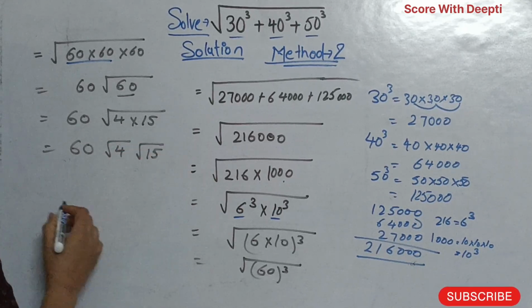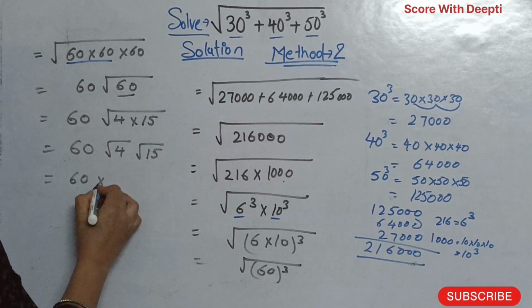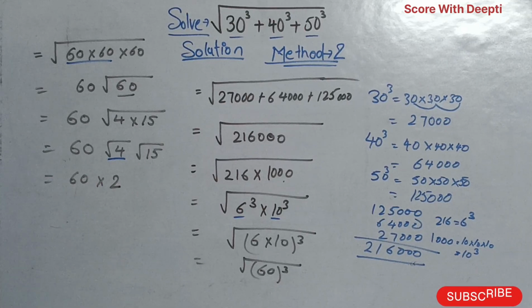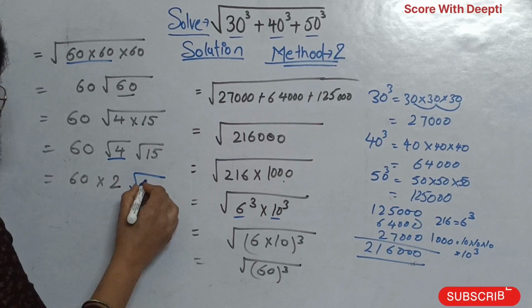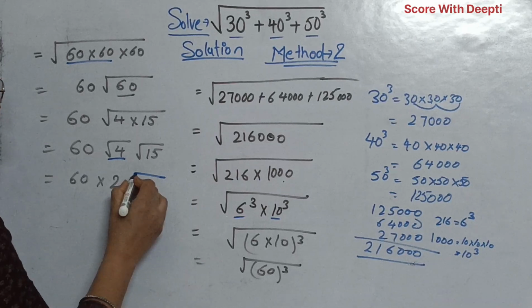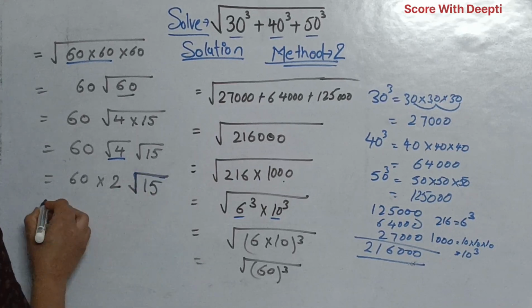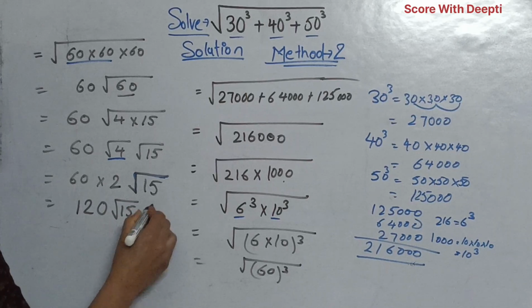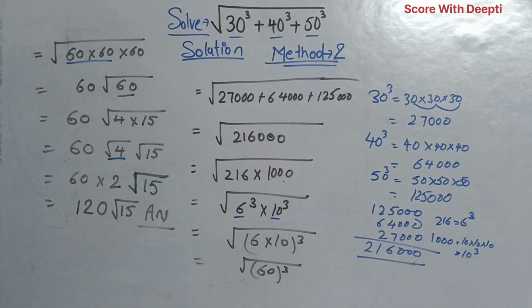Write it separately. And here we get 60 multiplied by 2, since square root 4 is 2. And square root 15 as it is. Here we will write square root 15 as it is. Next, multiply these two terms and get 120 square root 15. This is the answer of this question with second method.